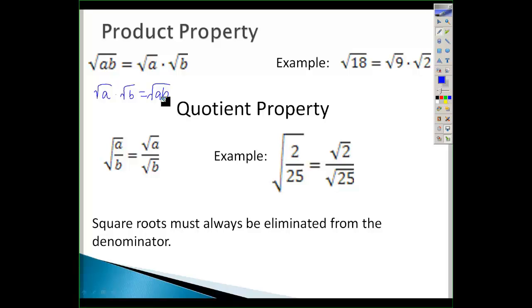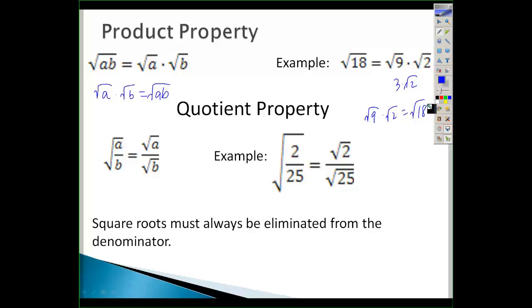For example, the square root of 18 could be the same as the square root of 9 times the square root of 2. As you can see, you can simplify that to 3 times the square root of 2, which is nice. Or you could say, and this is what we're really going to be doing, the square root of 9 times the square root of 2 equals the square root of 18. It works both ways, and that is a huge concept for today.